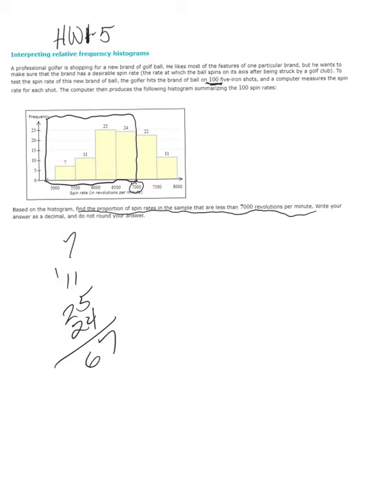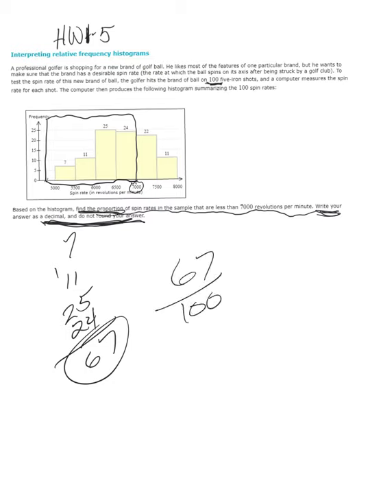That is 67 folks that have spin rates 7,000 revolutions per minute or less. Okay, so then it says write your answer as a decimal. Do not round your answer. Okay, so it's asking for proportion. So I got 67 out of 100 people, which comes to 0.67. That's the proportion that I would enter for my answer. 67% of the people have spin rates 7,000 or less. All right, so that's the first type of problem.